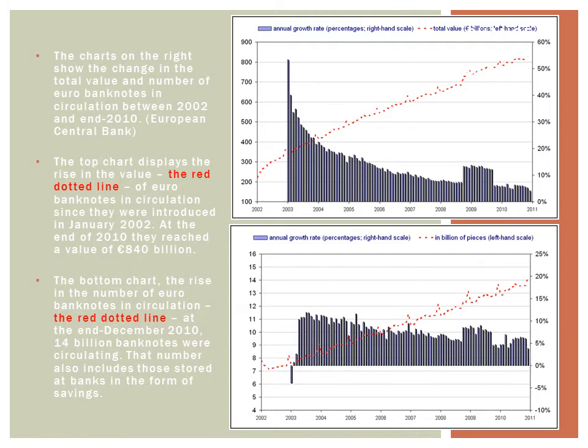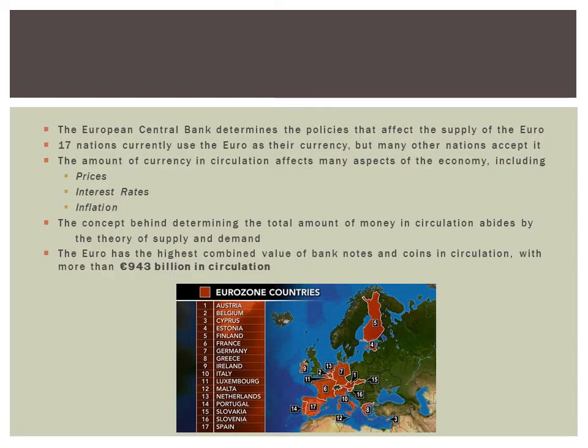The ECB can circulate more euros, which have the effect of lowering interest rates, but which raise the inflation rate. If inflation gets too high, the ECB will take money out of circulation. The total value of euros in circulation now exceeds the total value of US dollars in circulation, at just over 943 billion euros. The possibility exists that the euro may one day replace the dollar as the first choice of nations' reserve currency.